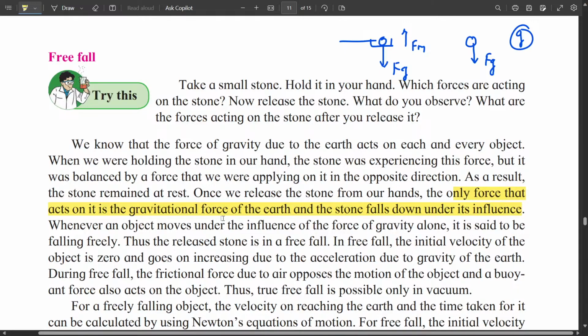In a free fall, the initial velocity of the object is 0, and then it goes on increasing due to the acceleration due to gravity of the earth. During the free fall, there are some other forces acting on that stone: the frictional force due to air and also the buoyant force applied by the air. These are the two different forces acting on the stone, and hence the fall of the stone in the air is not an ideal free fall. Ideal free fall can only be possible in vacuum.